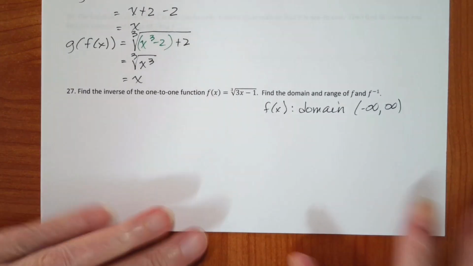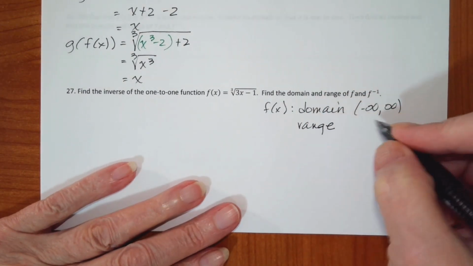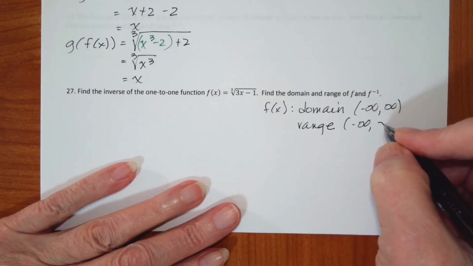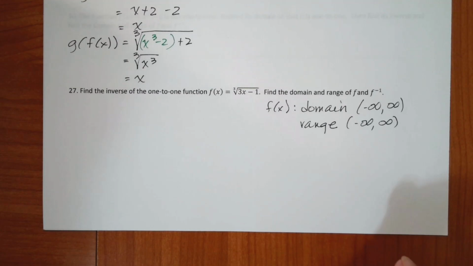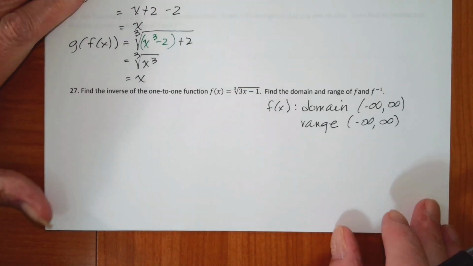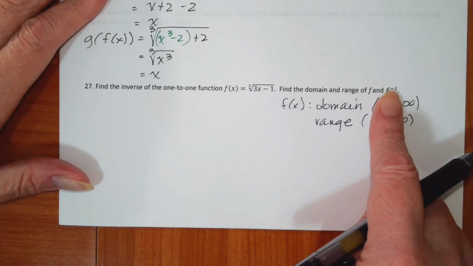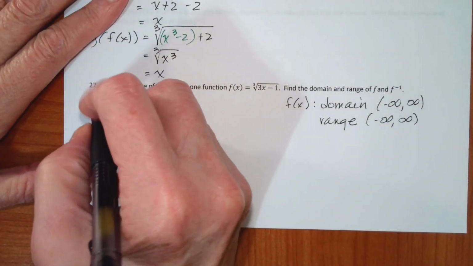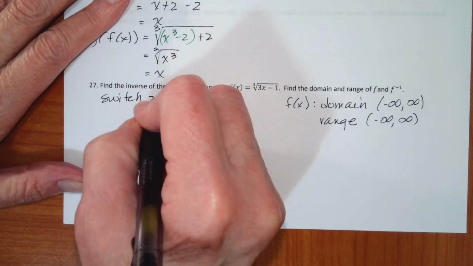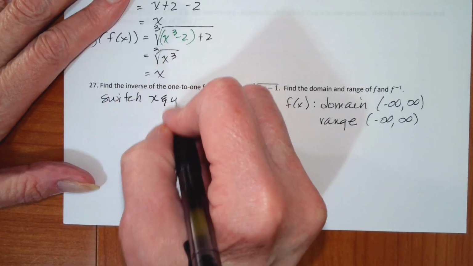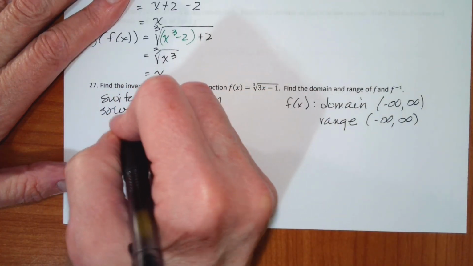Oops, sorry, I scooted that over too far. And the range is also everything. There's no limitation on the domain or the range. Okay, so now to find f inverse of x, I switch x and y, then solve for y.